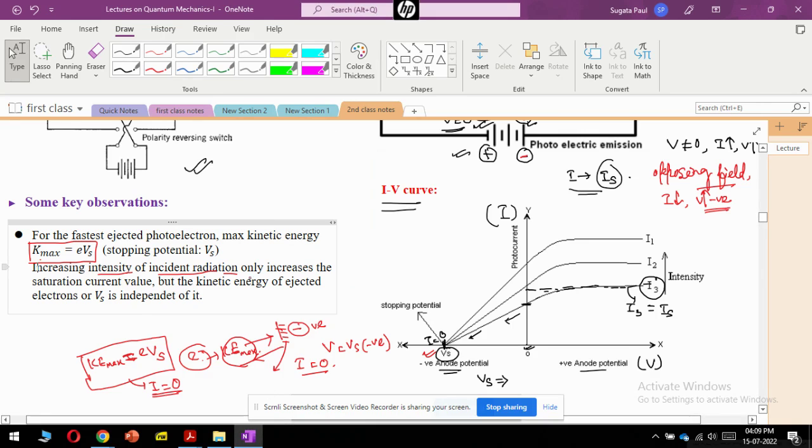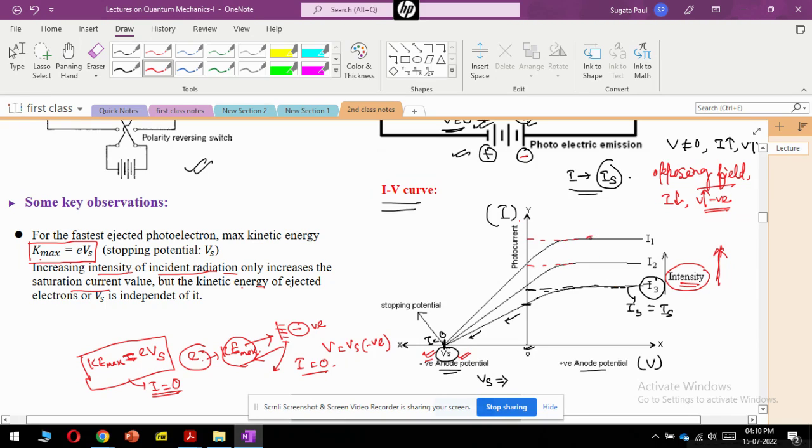So increasing the intensity of the incident radiation will only increase the saturation current value, and it will not change anything in the stopping potential or the kinetic energy, because this is evident from this curve. In this I versus V diagram for three different intensities, the arrow indicates that from bottom to top the intensity of the light is increasing. What change do we see in the curves? All the curves meet at the same stopping potential Vs, which is not changing. Only the saturation current value changes.